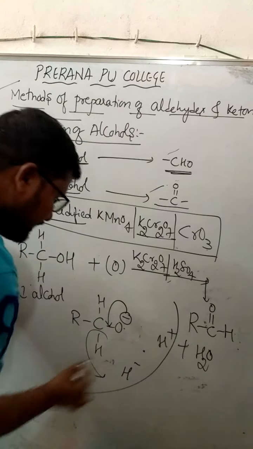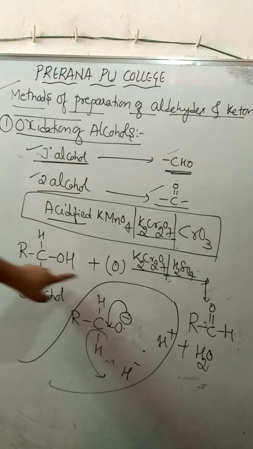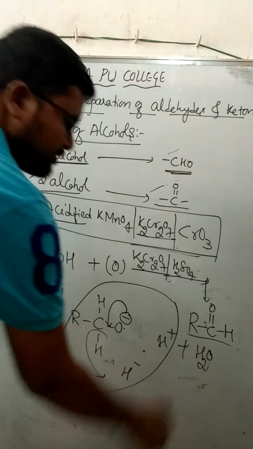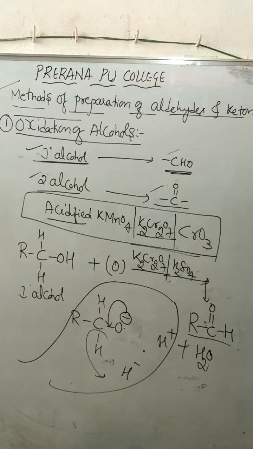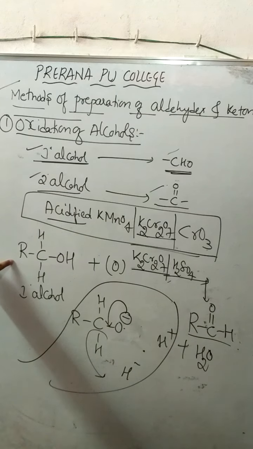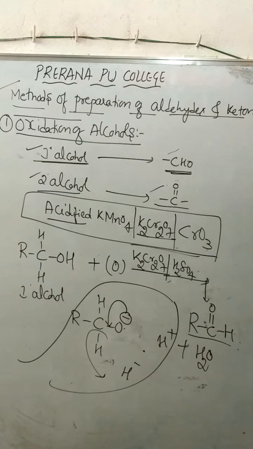So this is the method how the reaction takes place when a primary alcohol is subjected to oxidation in the presence of K2Cr2O7 in the presence of an acid, which gives rise to aldehydes as a major product. So as I said, a primary alcohol will yield an aldehyde. So this is a primary alcohol that has given aldehyde as the major product.